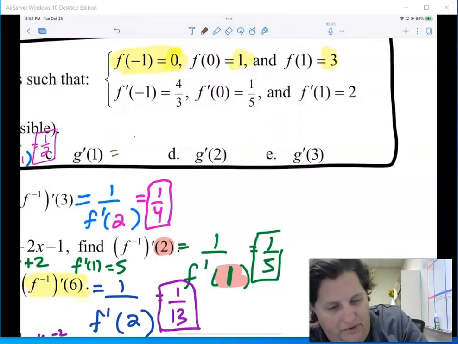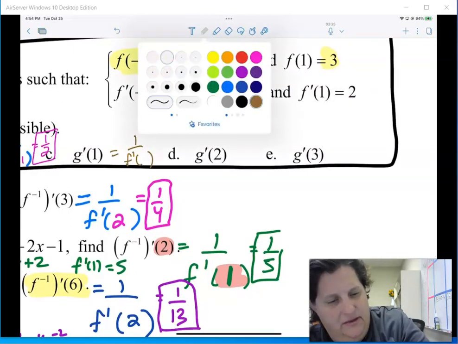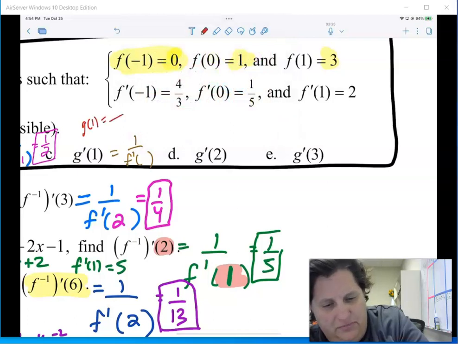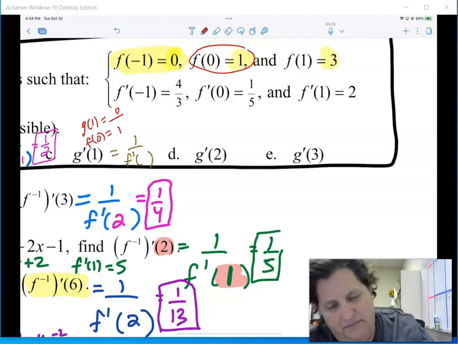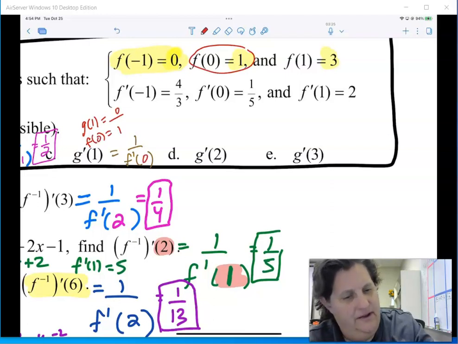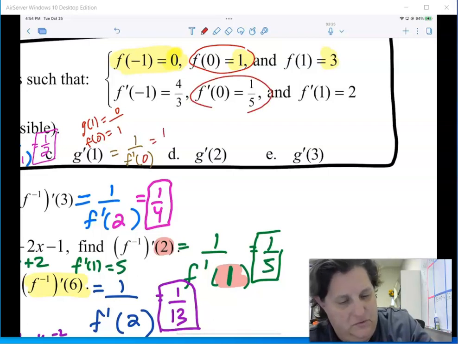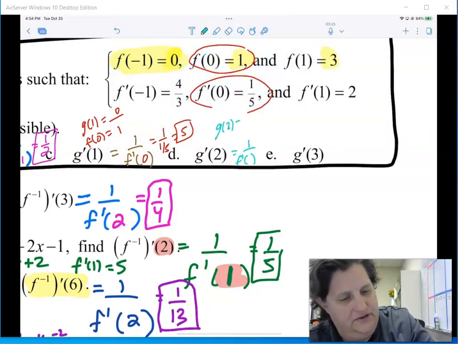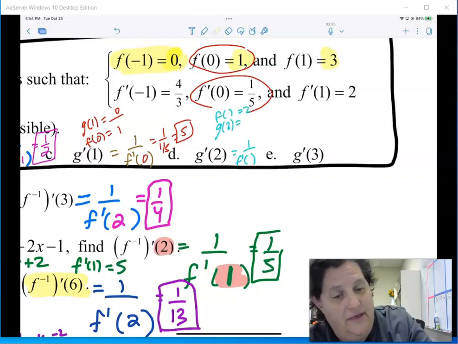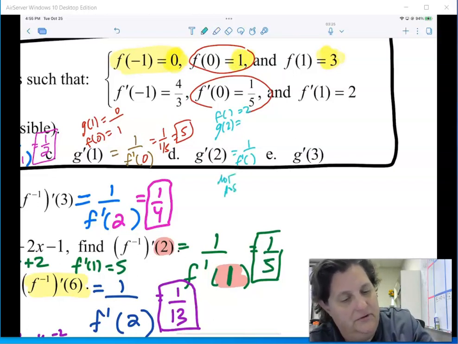g prime of 1 would be 1 over f prime of something. g of 1 is blank, which means f of blank is 1. Sure enough, f of 0 is 1, so that's 0. And f prime of 0 is 1/5, so this is 1 over 1/5, or just 5. g prime of 2 would be 1 over f prime of something. g of 2 is blank, so f of blank is 2, and that is not here. I don't have the information for that, so this one is not possible.